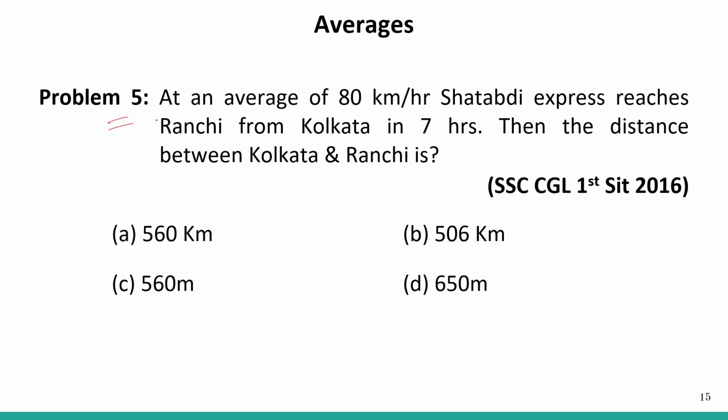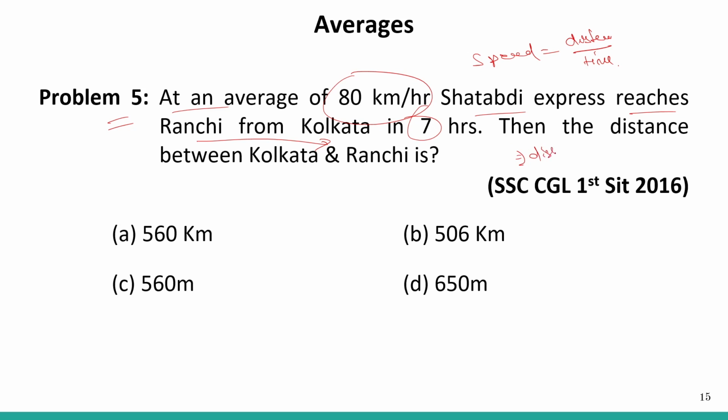So let's see problem number 5. At an average of 80 km per hour, Shatabdi Express reaches Ranchi from Kolkata in 7 hours. We know the speed distance formula, that is speed is equal to distance by time. Given to us that speed is this much and time taken is this much. So distance is equal to what?